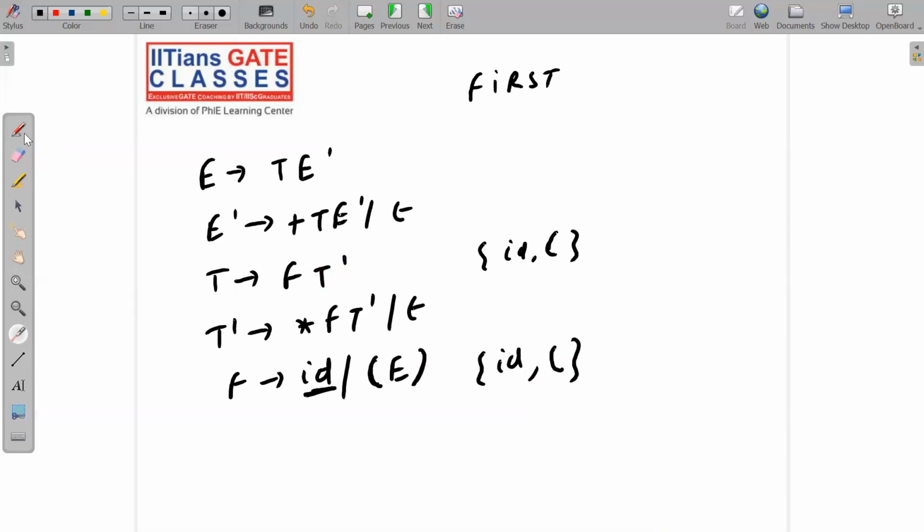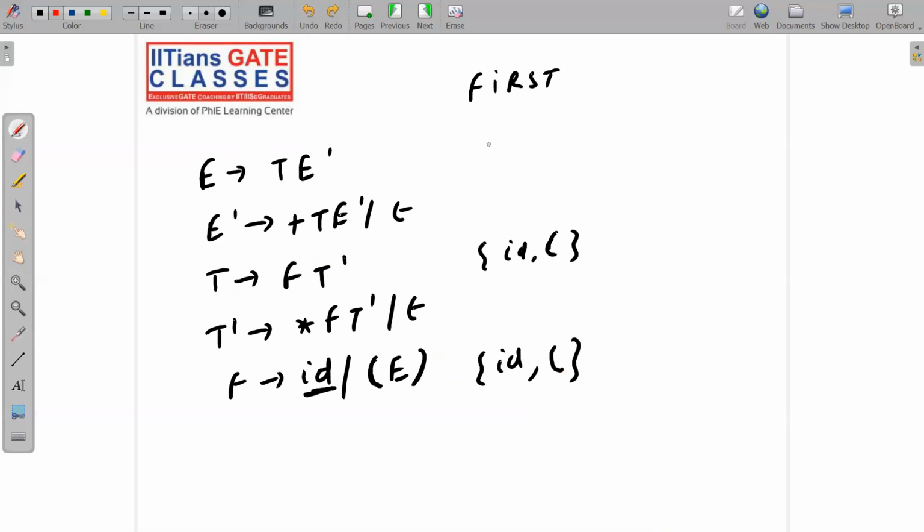First of T dash. I am saying if by chance F was going to null, then obviously I will write null also. Now, as soon as I write null, I will say, okay, this F is going to null, so I will consider first of T dash. But here we do not consider first of T dash. So I'm just leaving it. That's it. So now next.